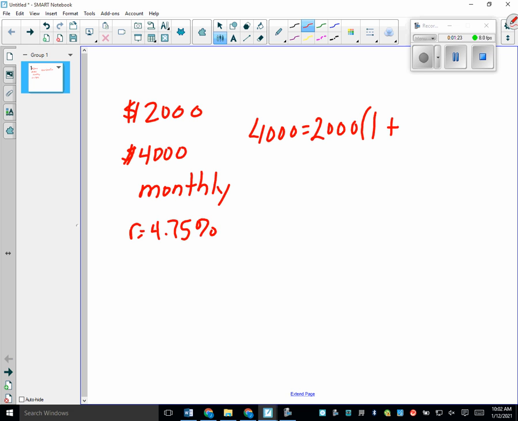Okay, so what is my formula here? 1 plus 0.0475 over 12, to the 12t power? Because it's compounded monthly, that's 12 times a year, right? Okay, we're going to divide by 2,000, okay?